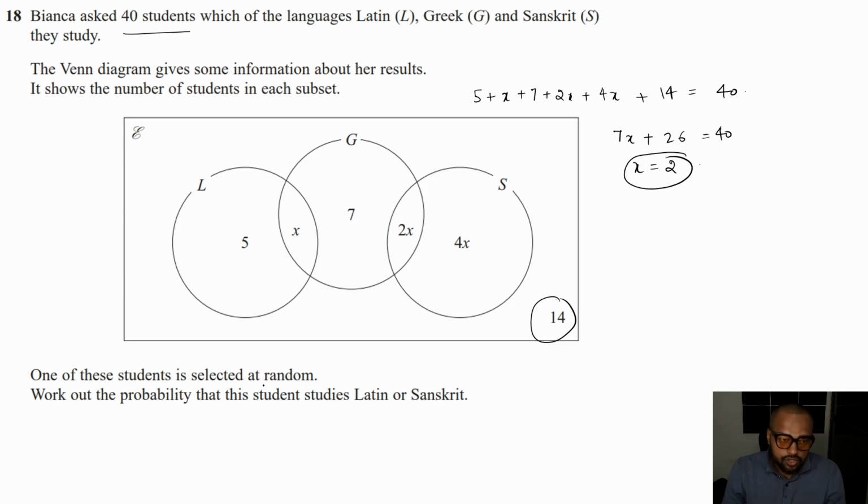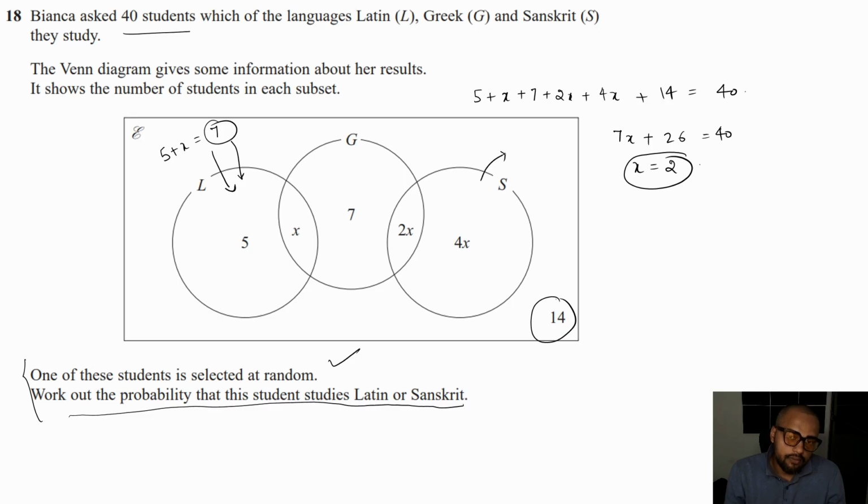Now in this part of the question, they have told that one of these students is selected at random. Work out the probability that this student studies Latin or Sanskrit. What will be the probability? If I say how many students are learning Latin, you'll get the data from here, that will be 5 plus x. Now x is 2, so the total number of students learning Latin will be 7.